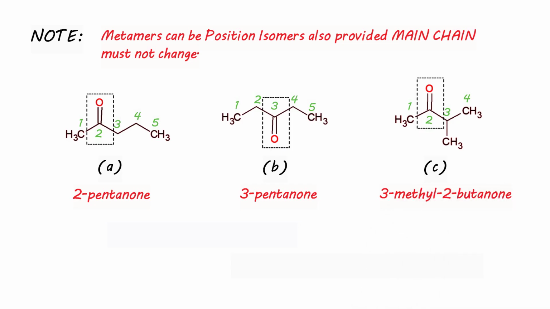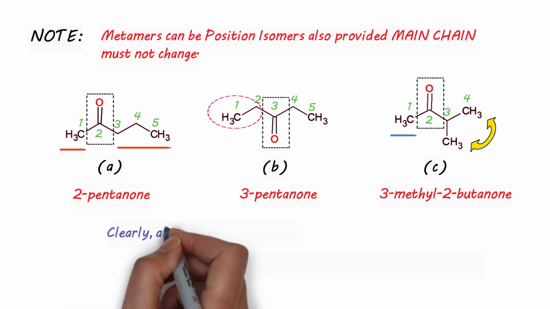Now in the first molecule, that's A, we have a methyl group on one side, and on the other side a propyl group. In the next molecule, we have an ethyl group on both sides. In the third case, that is C, we have a methyl group on one side, and on the other side an isopropyl group. So all three molecules differ from each other only in the hydrocarbon or alkyl chain present on either side of the functionality. Clearly, all these are metamers.